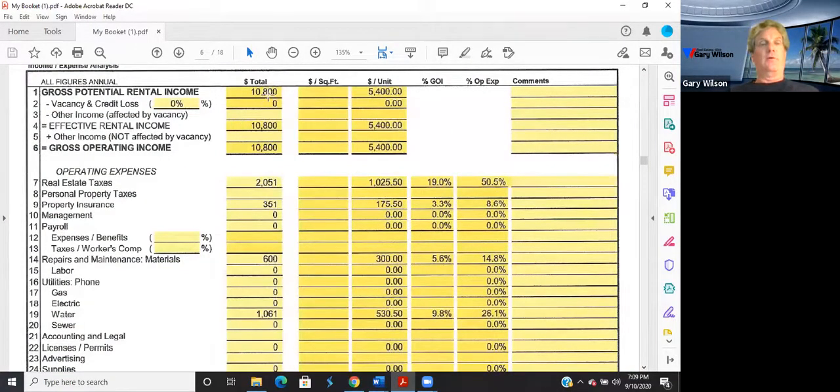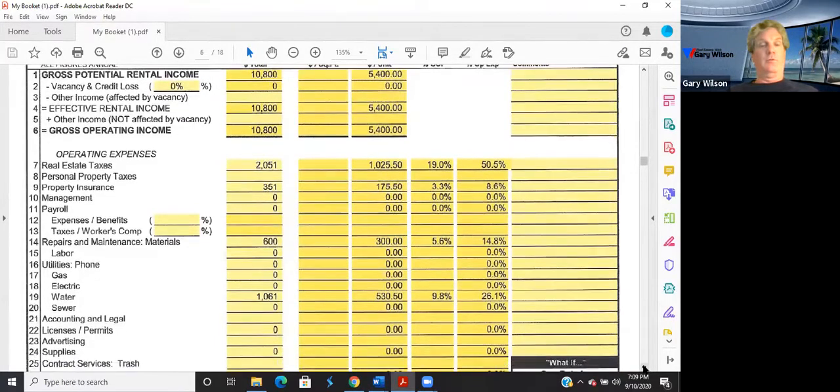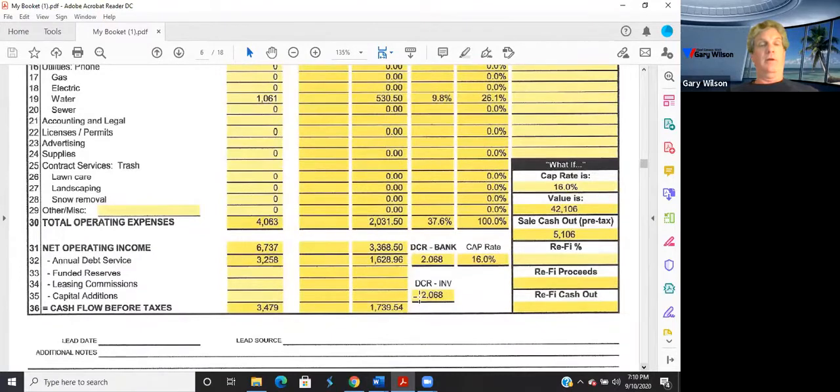In any case, here's the gross income coming in, and here's the expenses. You got property insurance, maintenance and repairs, water bills, all the usual things that go along with owning a rental property. And you've got total operating expenses. You subtract that from the gross receipts, and you get your net operating income. Okay, then you have your debt service, which is the 12 months of mortgage payments.